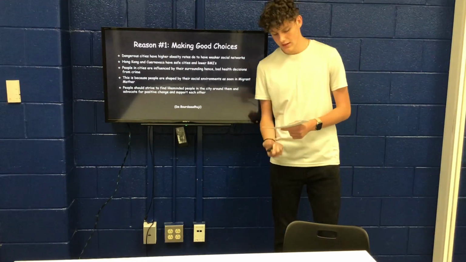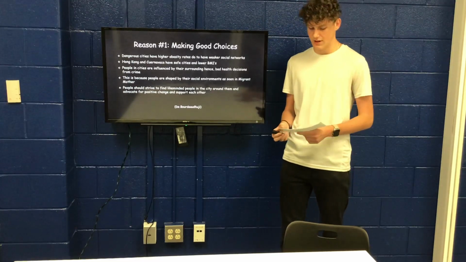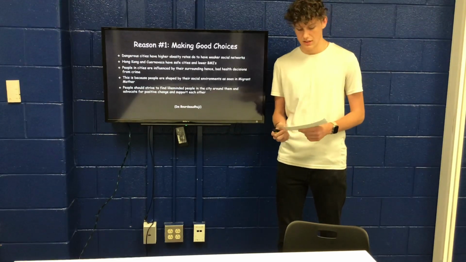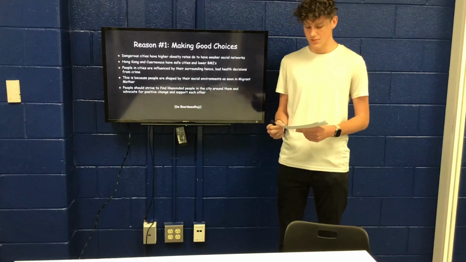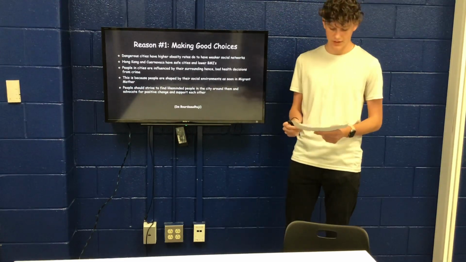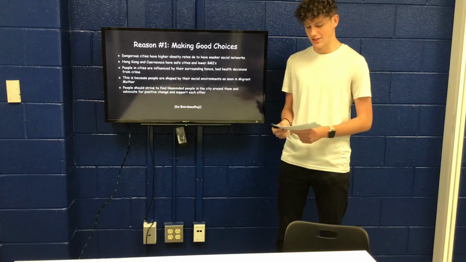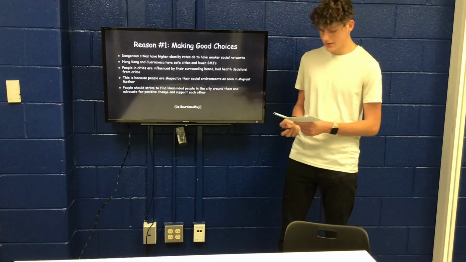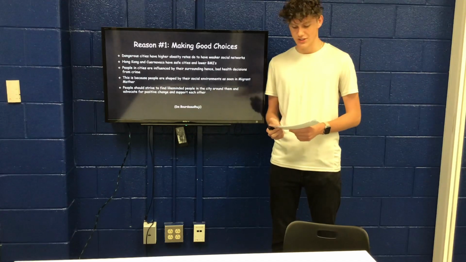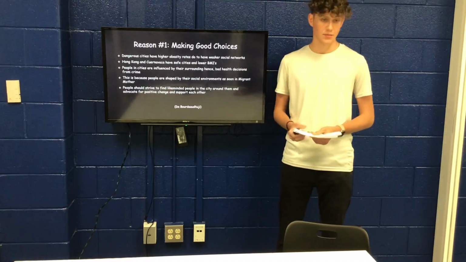rates. In short, people in cities are influenced by their surroundings, as seen in the stimulus materials, meaning bad health decisions stem from fear and depression of living in an unsafe environment. This is connected to Migrant Mother, who was shaped by difficulties in the living environment. It is unrealistic to ask people to move from these challenging environments, so this proposal is a more attainable solution.